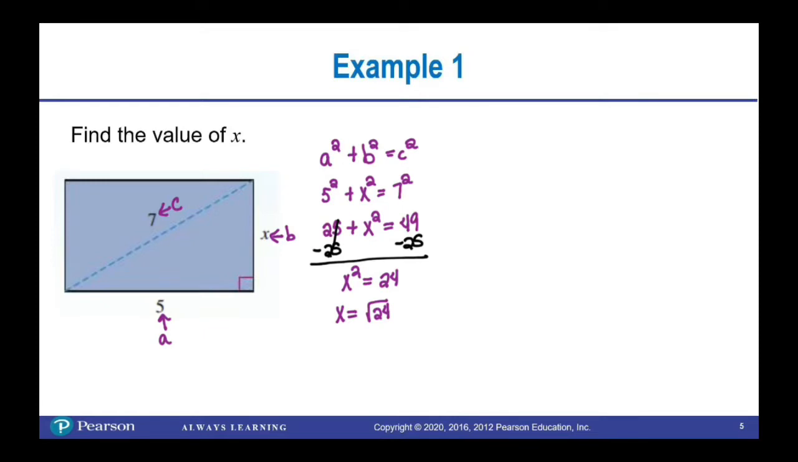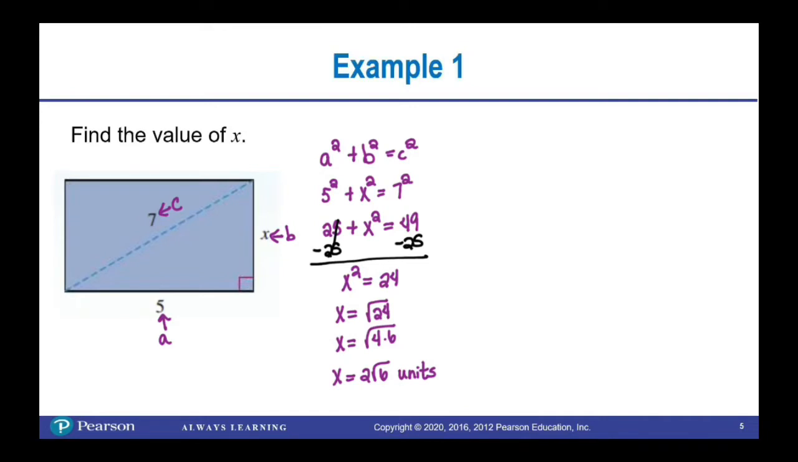If MyMathLab asks for an answer with a radical, then I need to simplify the square root of 24. Well, I know that 24 is 4 times 6. I chose 4 because 4 is a perfect square. 6 is 2 times 3, so it's not a perfect square. The square root of 4 is 2, and then bring down that square root of 6. Our units here, we are not given, so we just call them units.